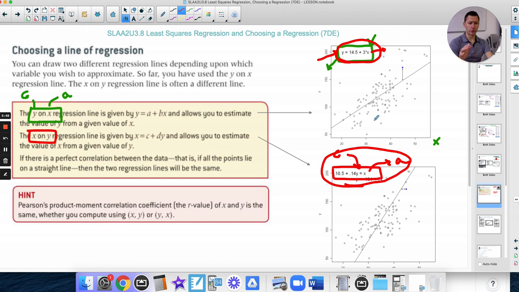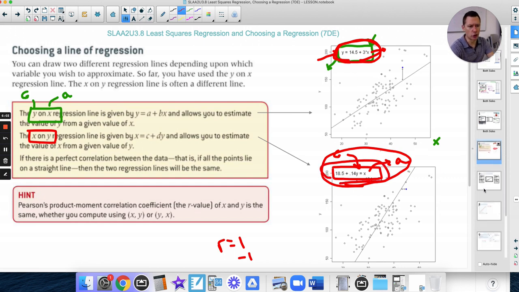If the data is perfect, if all of those data points are perfectly on the line, i.e. they have an R of 1 or maybe -1 if it's downhill, these two will be exactly the same. This equation and this equation will be exactly the same. Let's look at an example, and maybe this will make a little more sense.